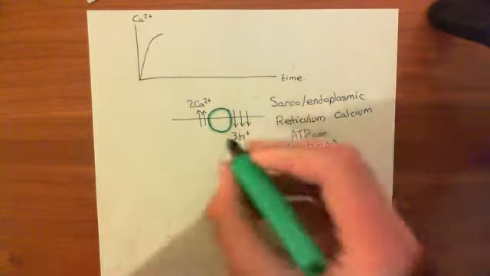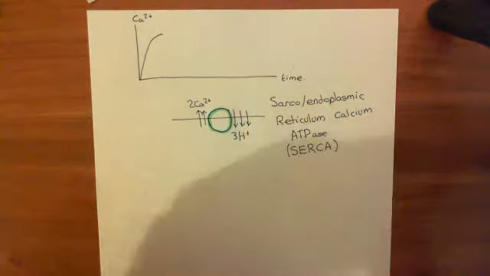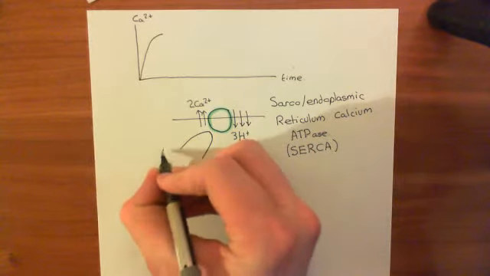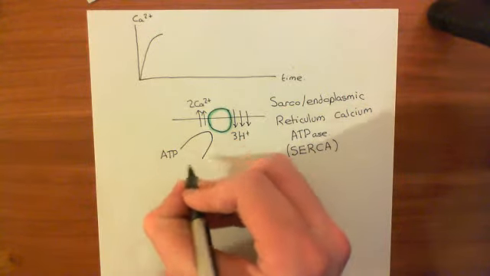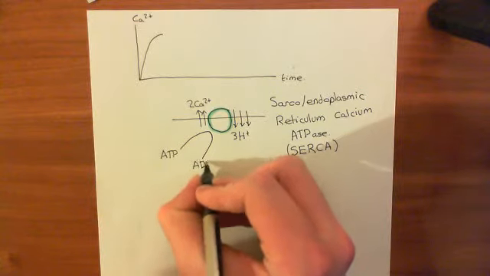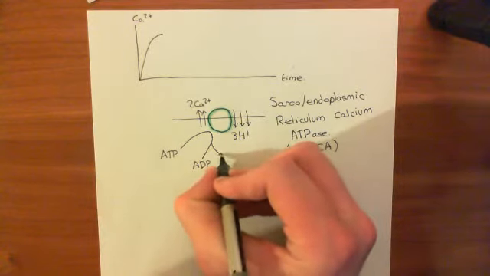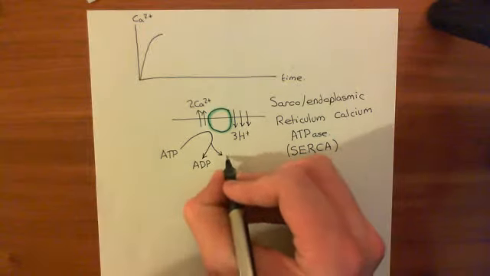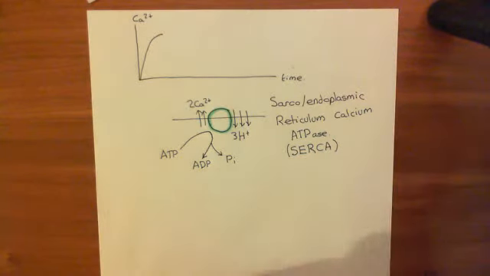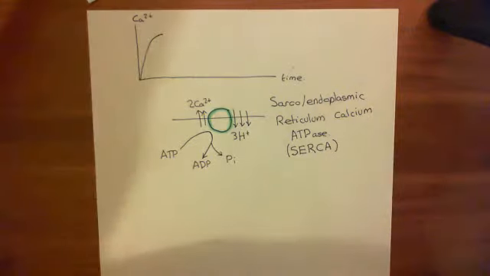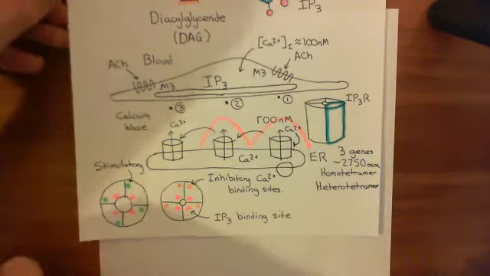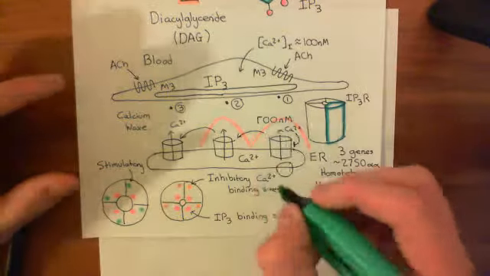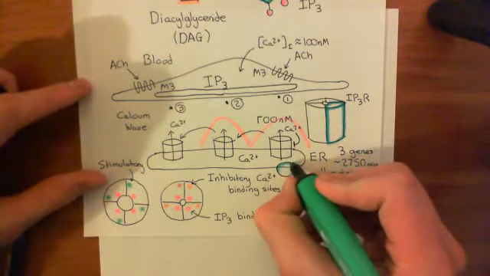Now, in order to achieve this feat, it also needs to hydrolyze ATP. So it's going to take ATP to ADP, adenosine diphosphate, and an inorganic phosphate molecule. So you're going to get ADP being produced and also an inorganic phosphate. It has to hydrolyze ATP in order to get the energy needed to perform this movement. This SERCA pump is in the membrane of the endoplasmic reticulum, and you have loads of them, just like you have loads of IP3 receptors.